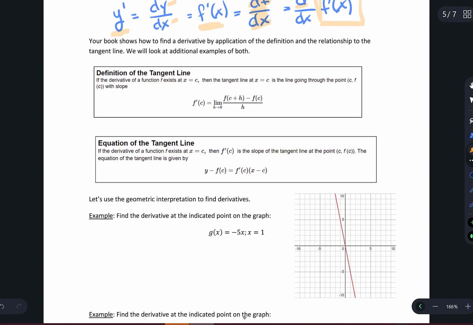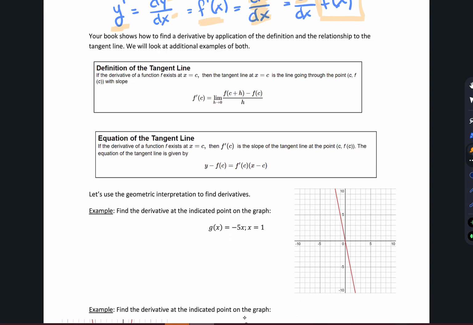Your book shows how to find the derivative by application of the definition and the relationship to the tangent line. We are going to look at both here. So here we have the definition of the tangent line. If the derivative of a function f exists at x equals c, then the tangent line at x equals c is the line going through the point with the slope. And notice that slope, that's your derivative. And then you can always find the equation of the tangent line, because if you have the point that it goes through and you have the slope, then you can write the equation of the tangent line as follows. And this goes all the way back to one of your algebra courses where you would write the equations of a line.